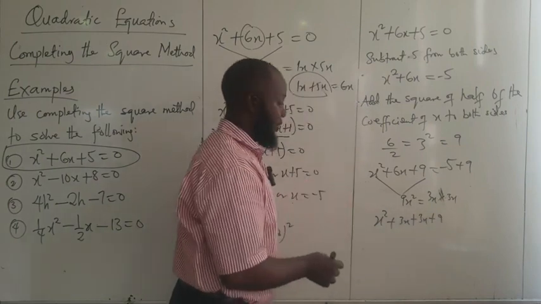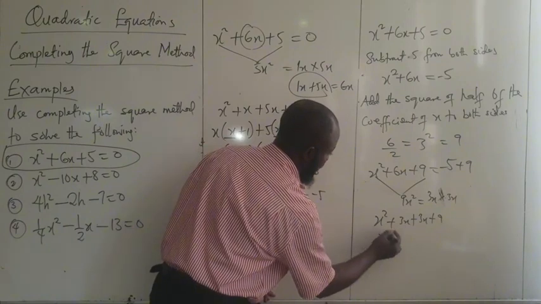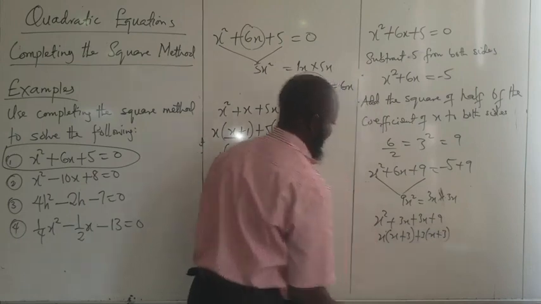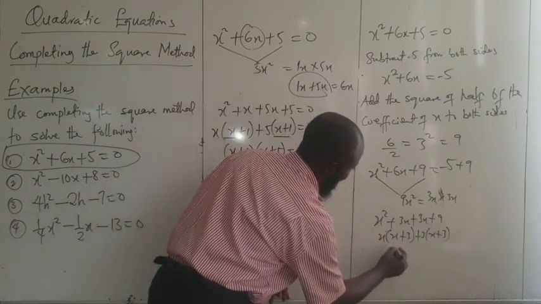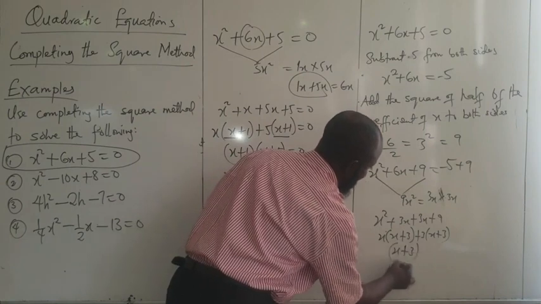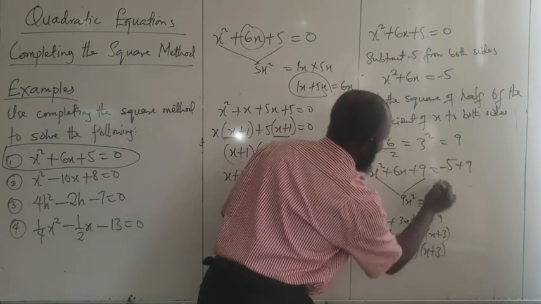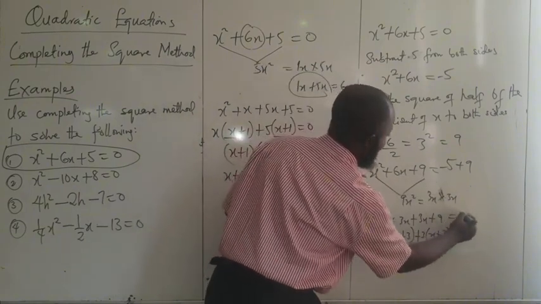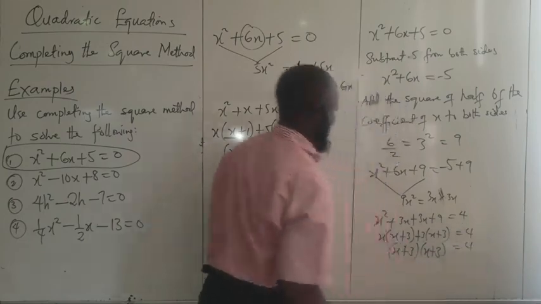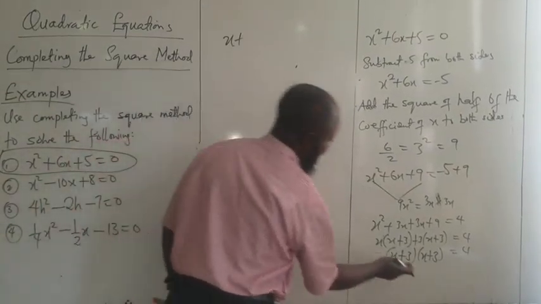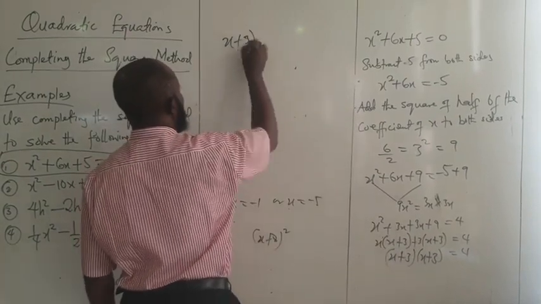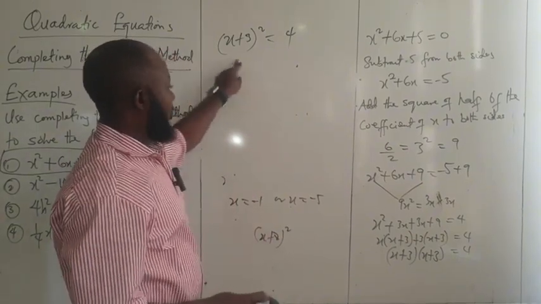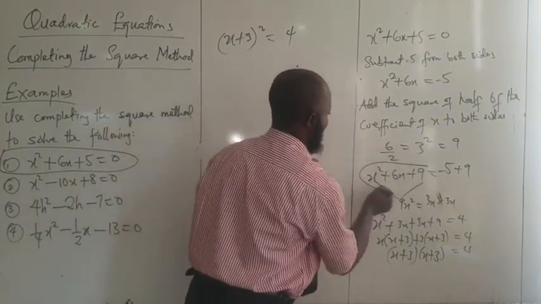Let's factorize and see what we're going to have. x is common, that will be x plus 3, plus 3 into x plus 3. So that means we are having x plus 3, then x plus 3. So don't forget this one. On the other side, minus 5 plus 9 will give us 4. This means that this is x plus 3 squared equals to what? 4. So we have factorized this one. What we have here now is this.